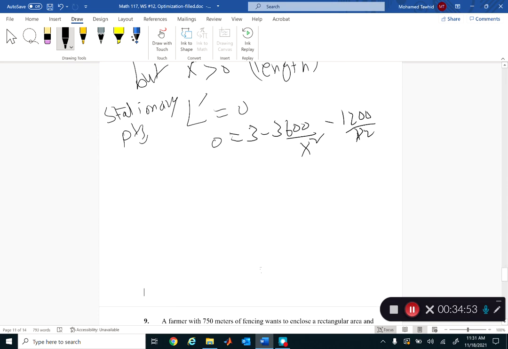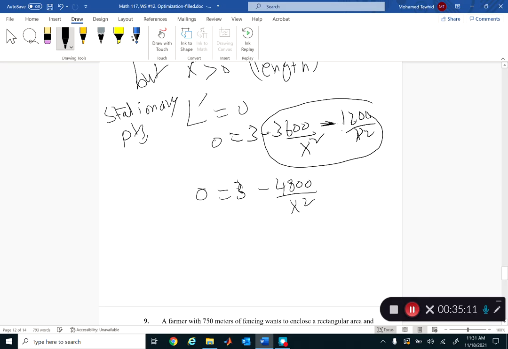So some people can ask a question, can I combine those together here? Yes, you can. If I combine them, it will be minus 4800 over x squared. 3600 minus 1200, so minus here and you have minus here. When I add those together, you get minus 4800. How to solve this? Take the 3 there, you have 4800 over x squared, right?